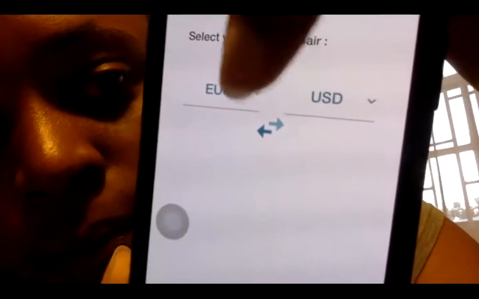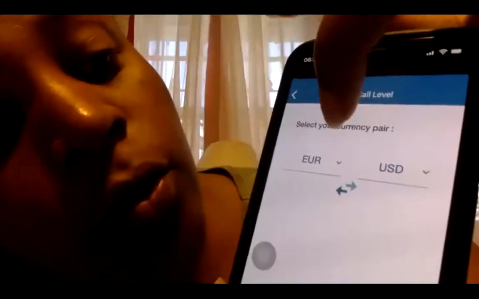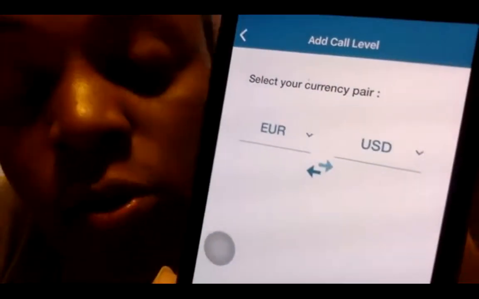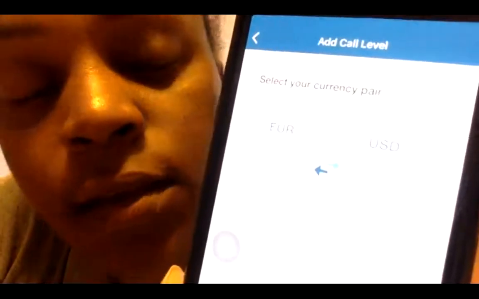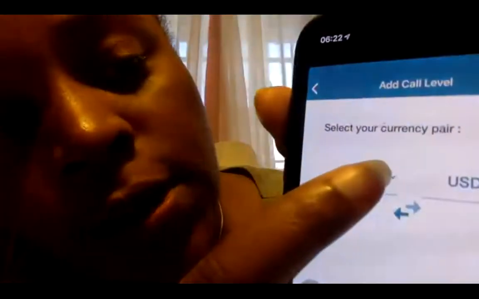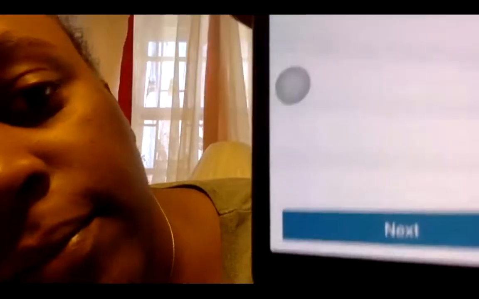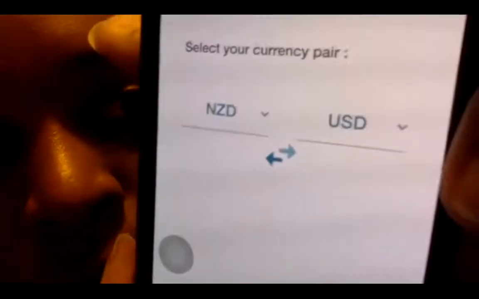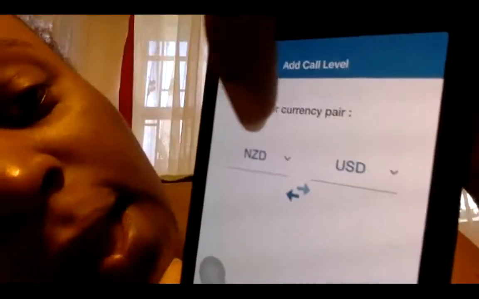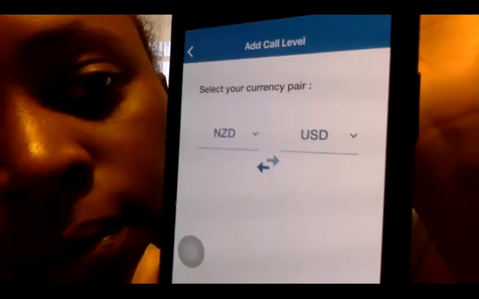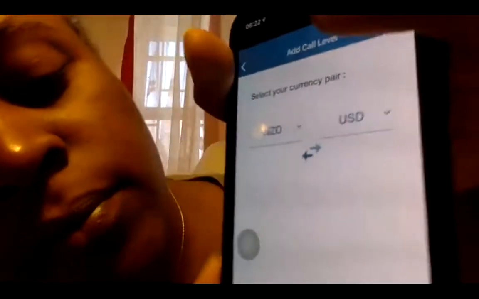right? And you have here Euro USD. So that pair was NZD USD. All you need to do is click on the Euro. The list comes up at the bottom, right? And you literally look for NZD and click on NZD. So now what you have here is NZD USD, right? Then you click Next.